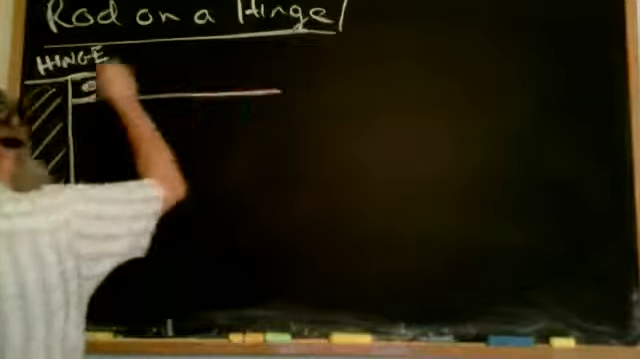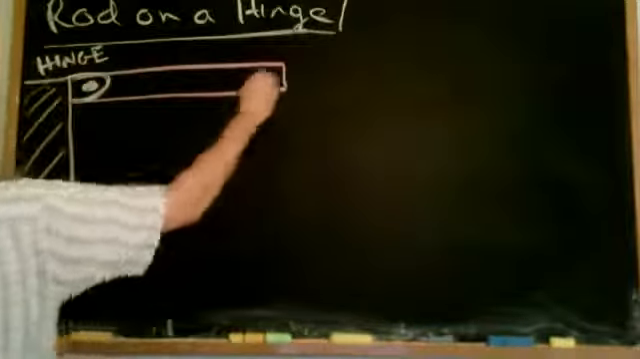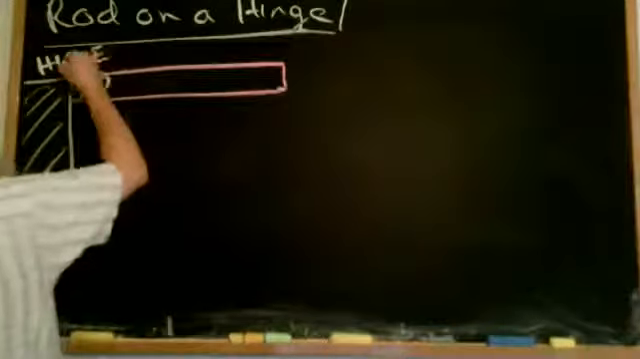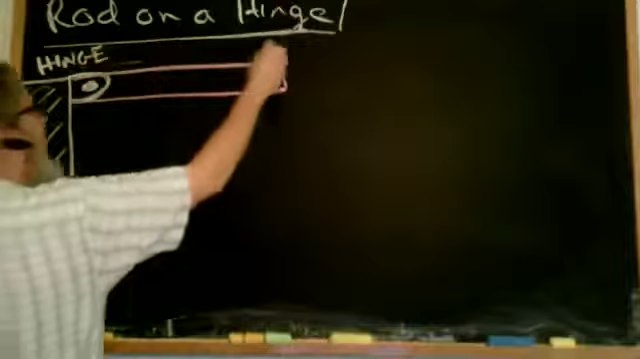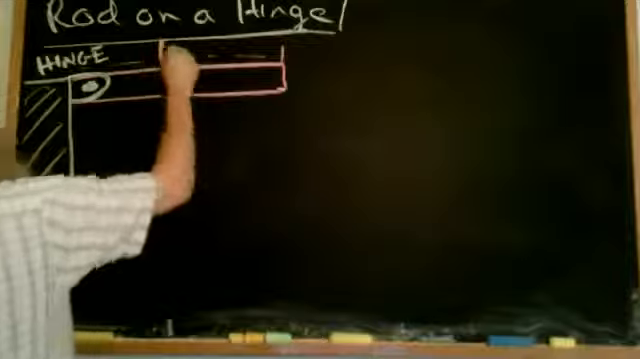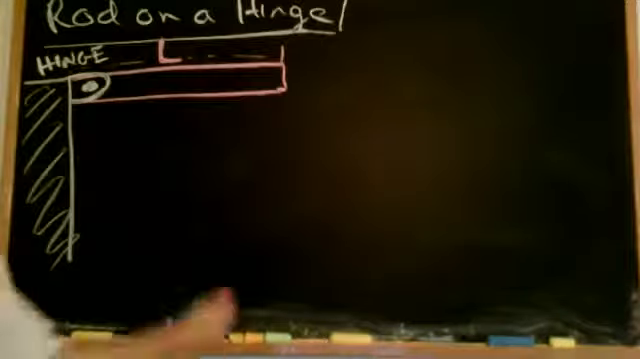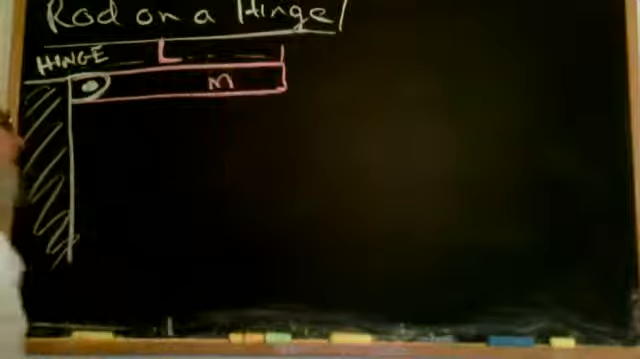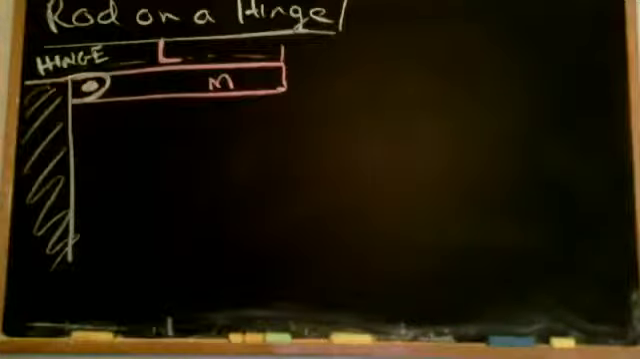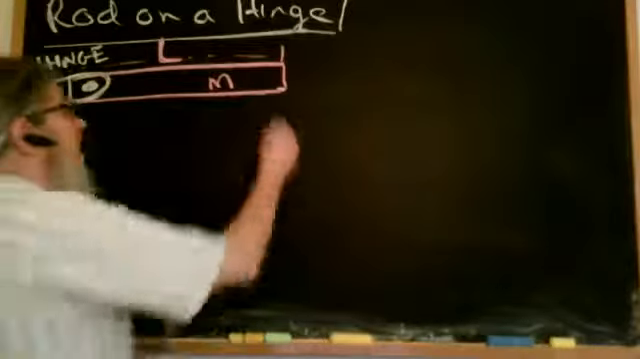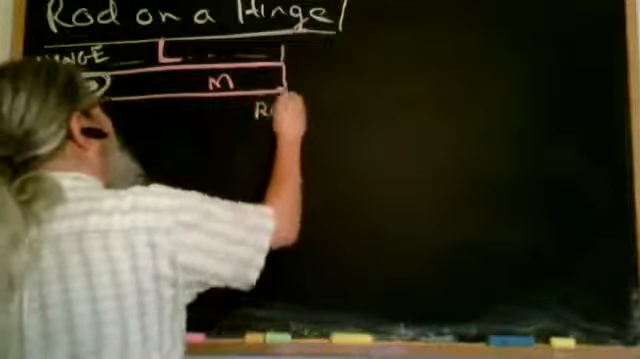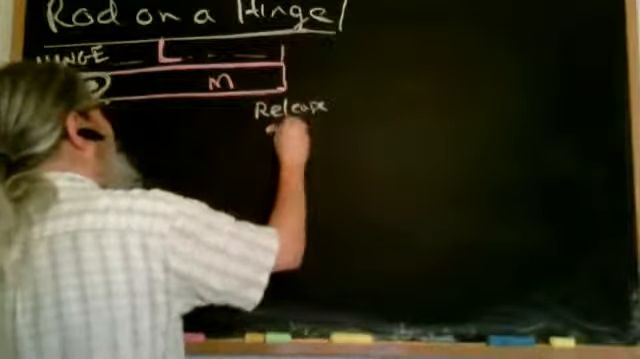There's my rod, fixed, attached. The rod has a length, which is described by the letter L, and it has a mass, which is described by M, and it's basically pinned on one end to the wall by a hinge, and at the other end, I'm going to release it from rest.